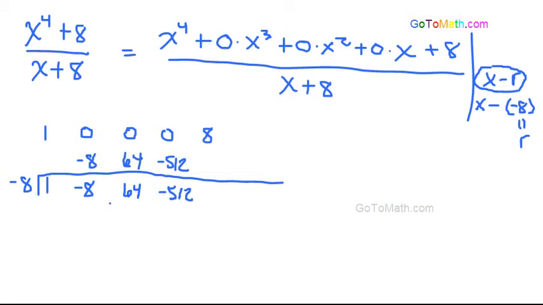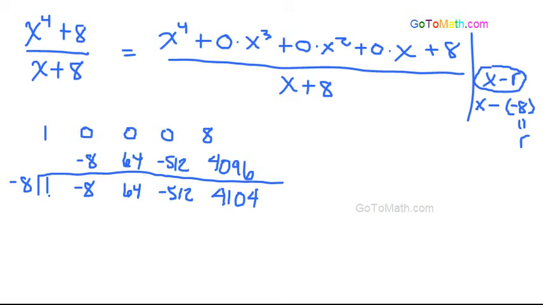And now we get an even bigger number. We get 512 times 8. Of course, that's a negative times a negative, so that makes it a positive. And that's going to be 4096. And then we go ahead and add those two together, 8 plus 4096, and I get 4104.